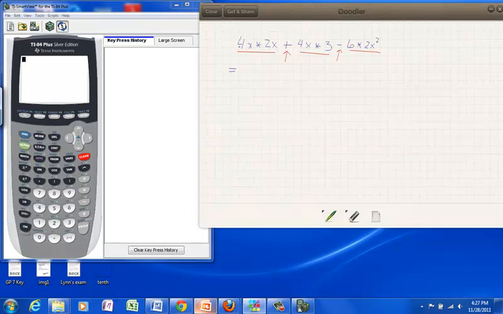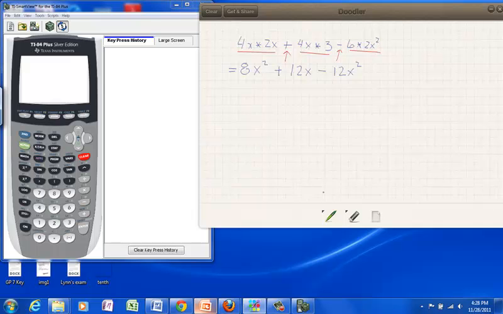So our first step is to multiply 4x times 2x. 4 times 2 is 8. I've got x times x, so that's x squared. 4x times 3 is 12x. 6 times 2x squared is 12x squared.